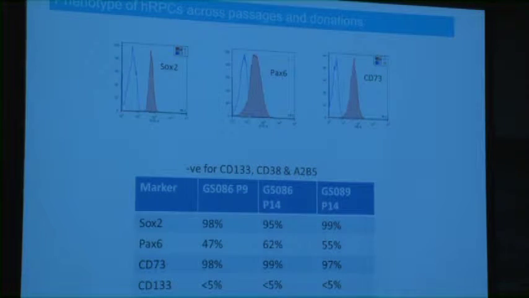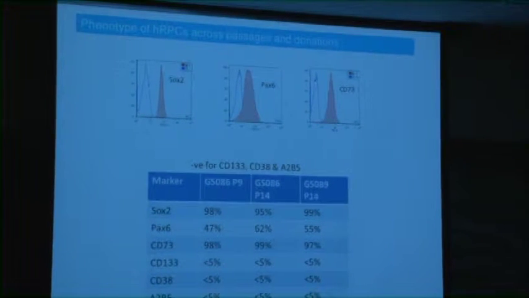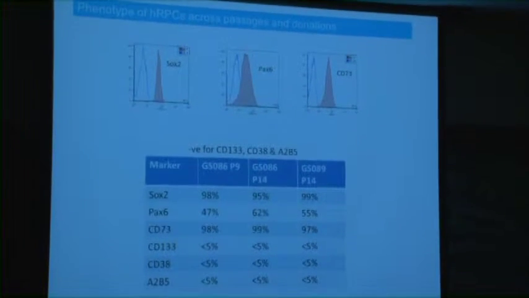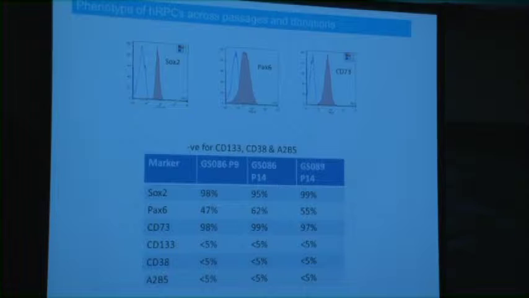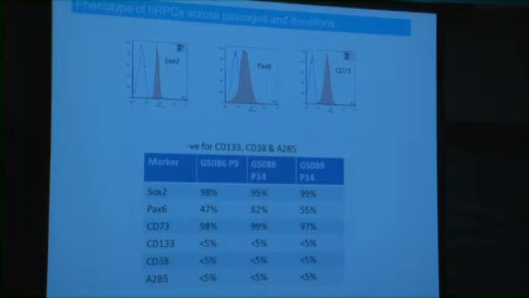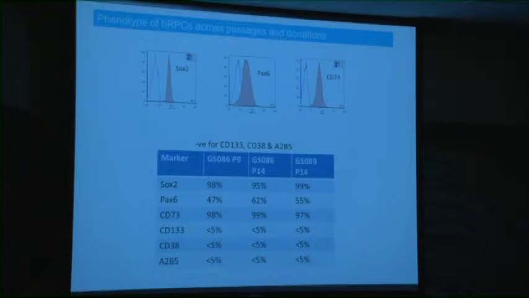So what we've been doing is trying to characterize the phenotype of these cells using a bunch of different approaches. One of them is flow cytometry, looking for surface markers. And here we have different isolations and different passages. So these are two different isolations. We're calling them 86 and 89. And they're showing, at least for 86, passage 9 and passage 14. And looking at the expression of some of these interesting markers that we're interested in.